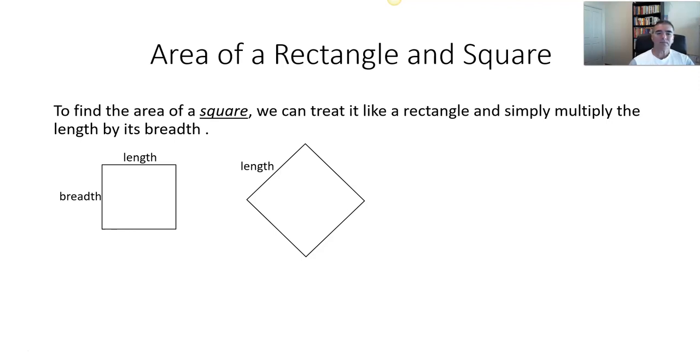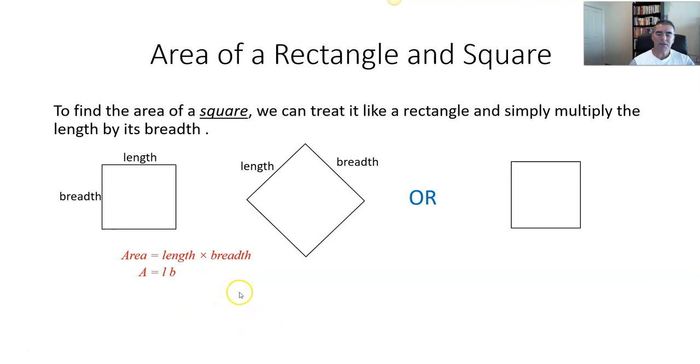So, again, we need to know its length, and we need to know its breadth. And so area is length times breadth, just like the rectangle. And so there's our shorter way of writing it. Or there is actually a separate formula that we can use for a square.